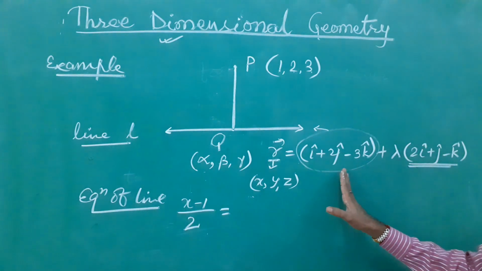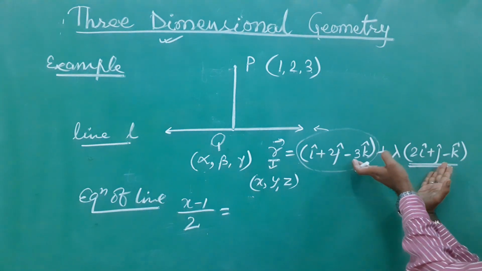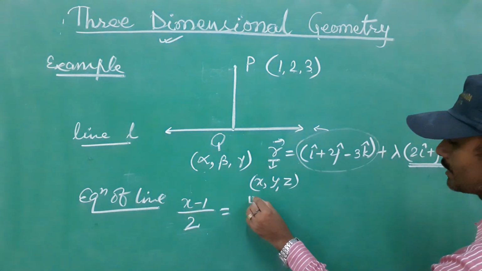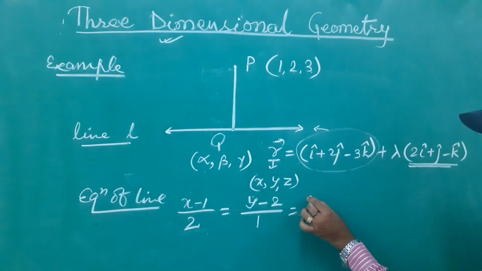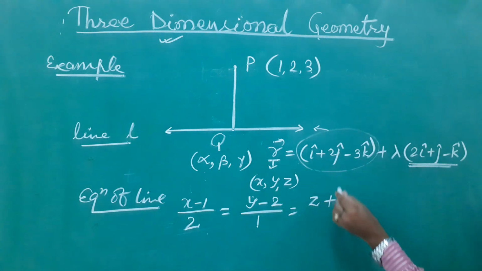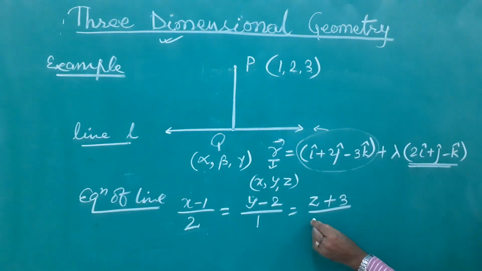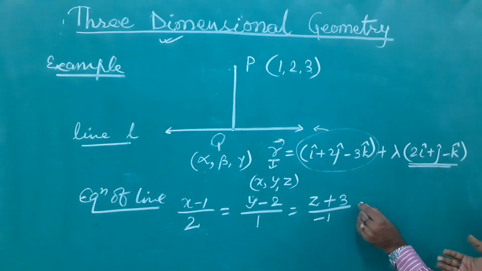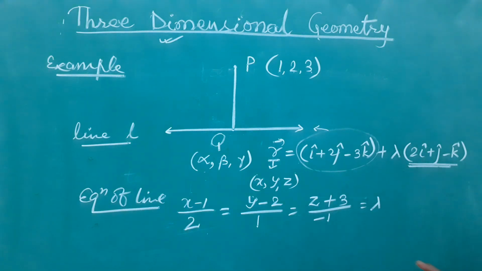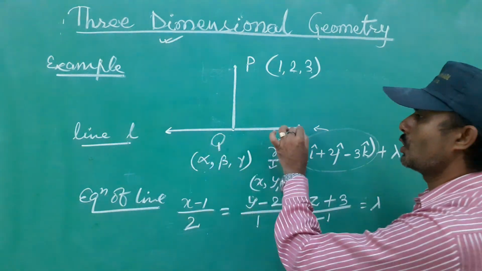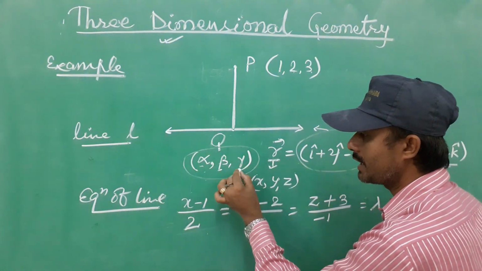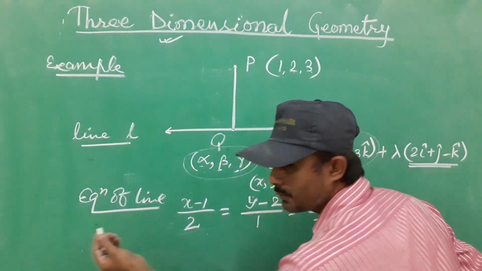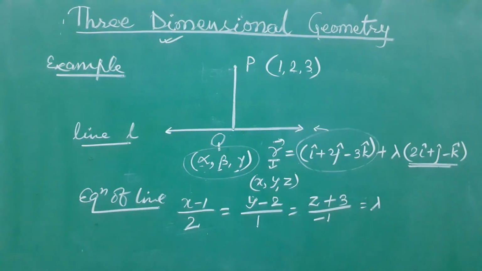You have already studied how we convert this vector form to Cartesian. y minus 2 by 1 and z plus 3 by minus 1. This is the equation of line, and it is also equal to lambda. As the point Q is on the line, in place of x, y, z we can use alpha, beta and gamma.